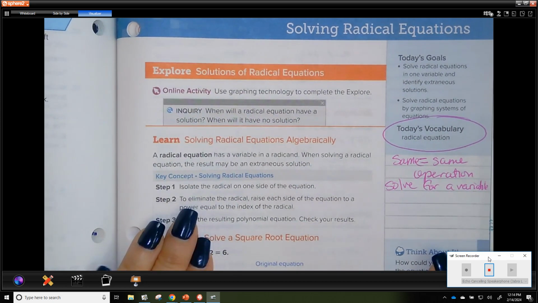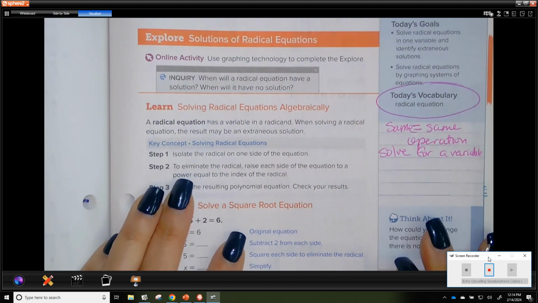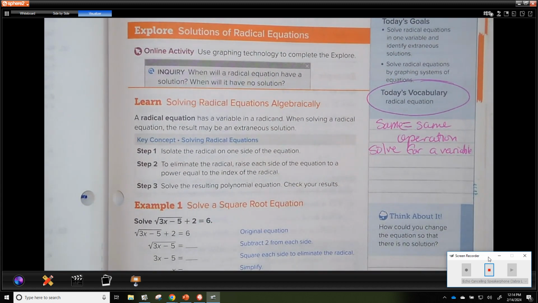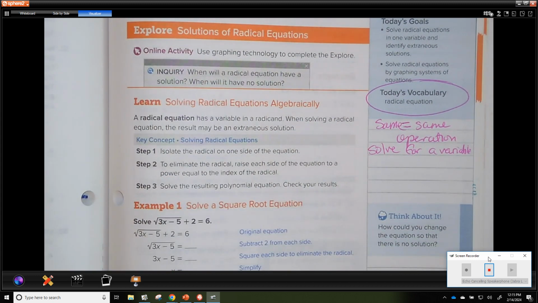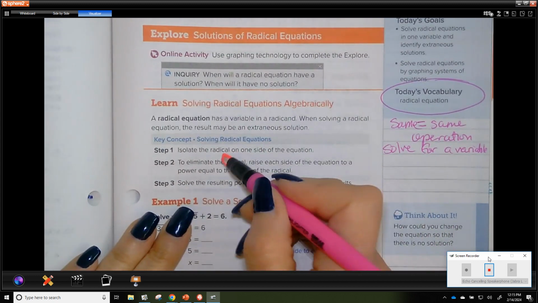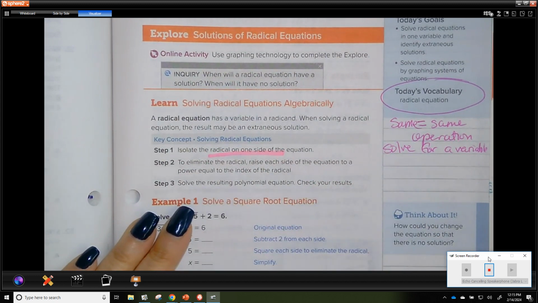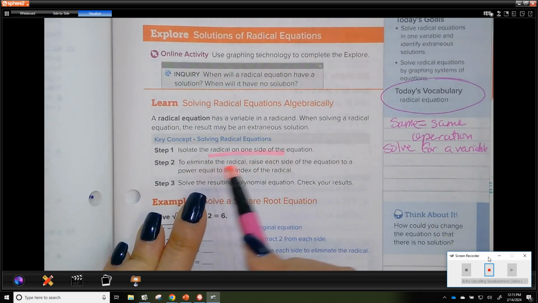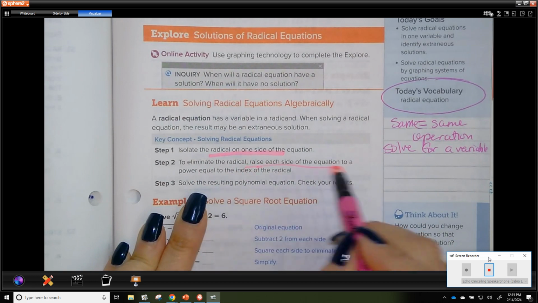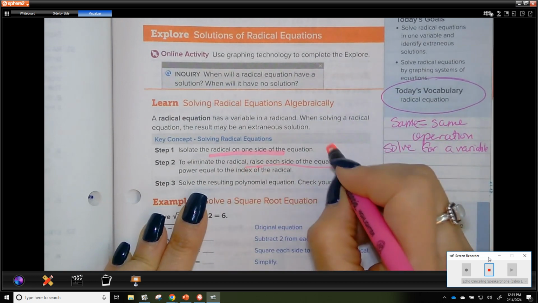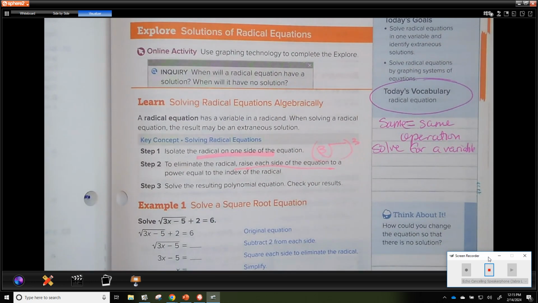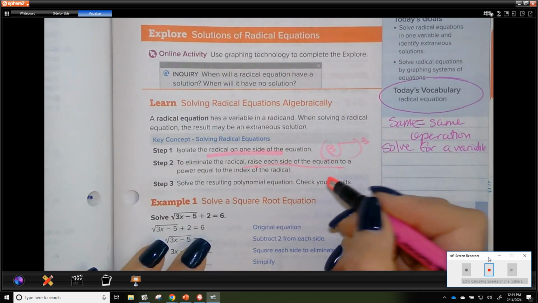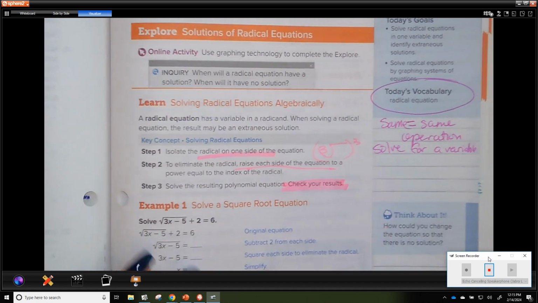One thing about solving radical equations is, you isolate the radical on one side, similar to when you isolate the x value or the variable on one side. Eliminate the radical: you raise it, so you all know that if you have the cube root, you're going to raise it to the third power. The thing I got the highlighter for was you need to check your results.